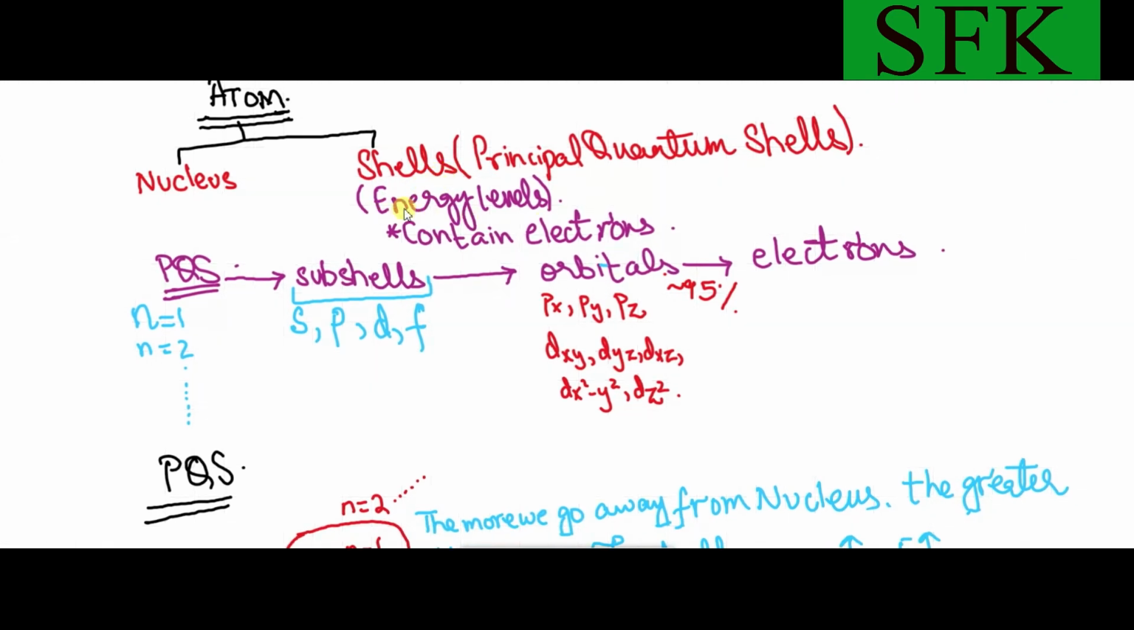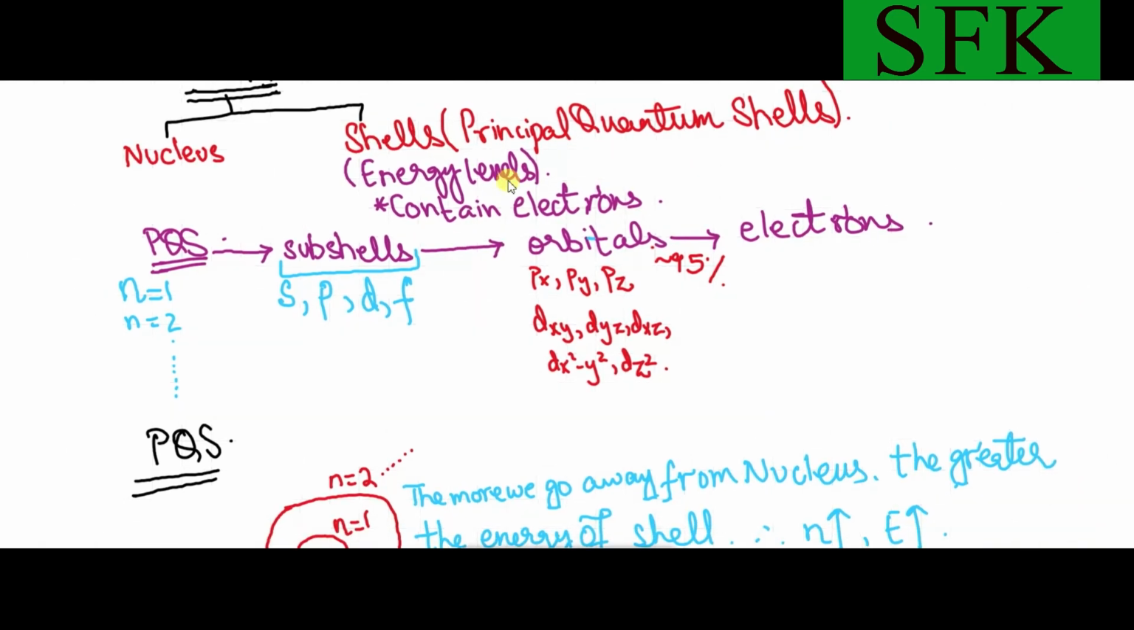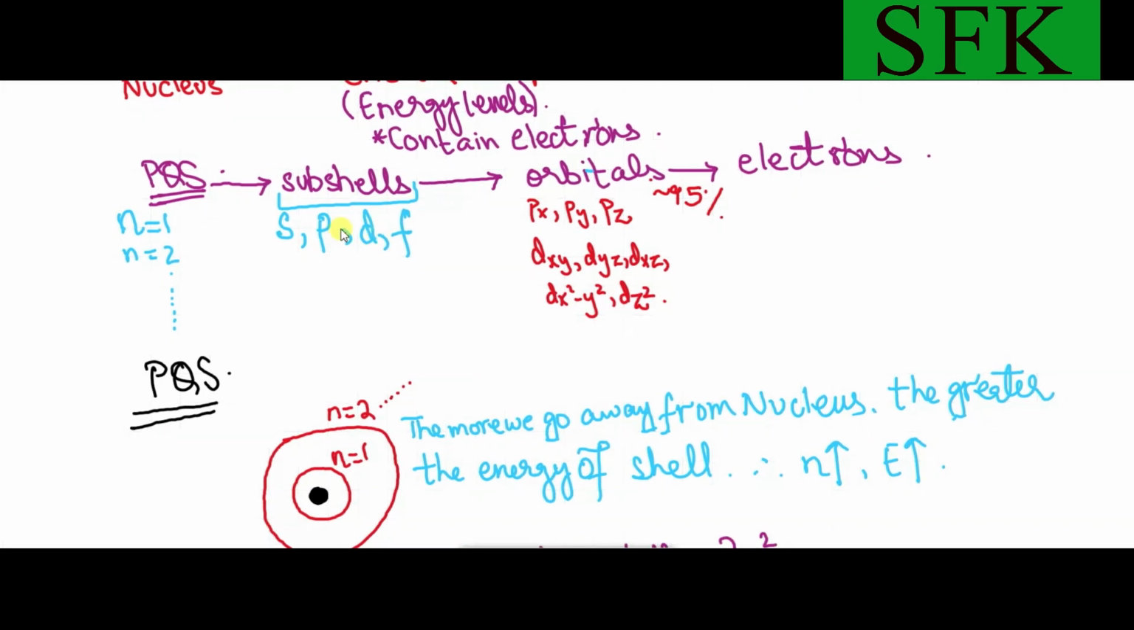Shells are also called energy levels. They are also called principal quantum shells. They are also referred to as just shells, and this is where the electrons are present. The shells contain electrons. Okay.